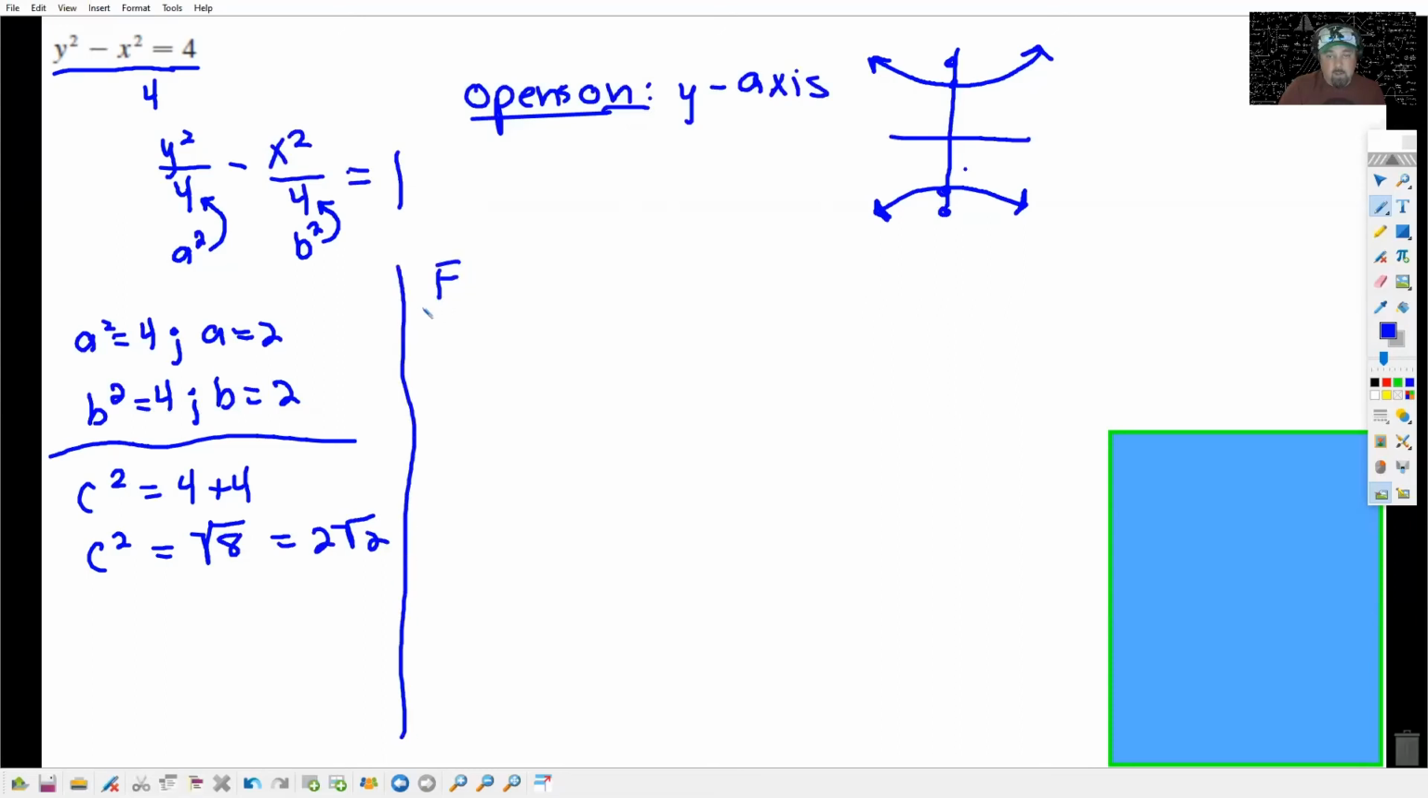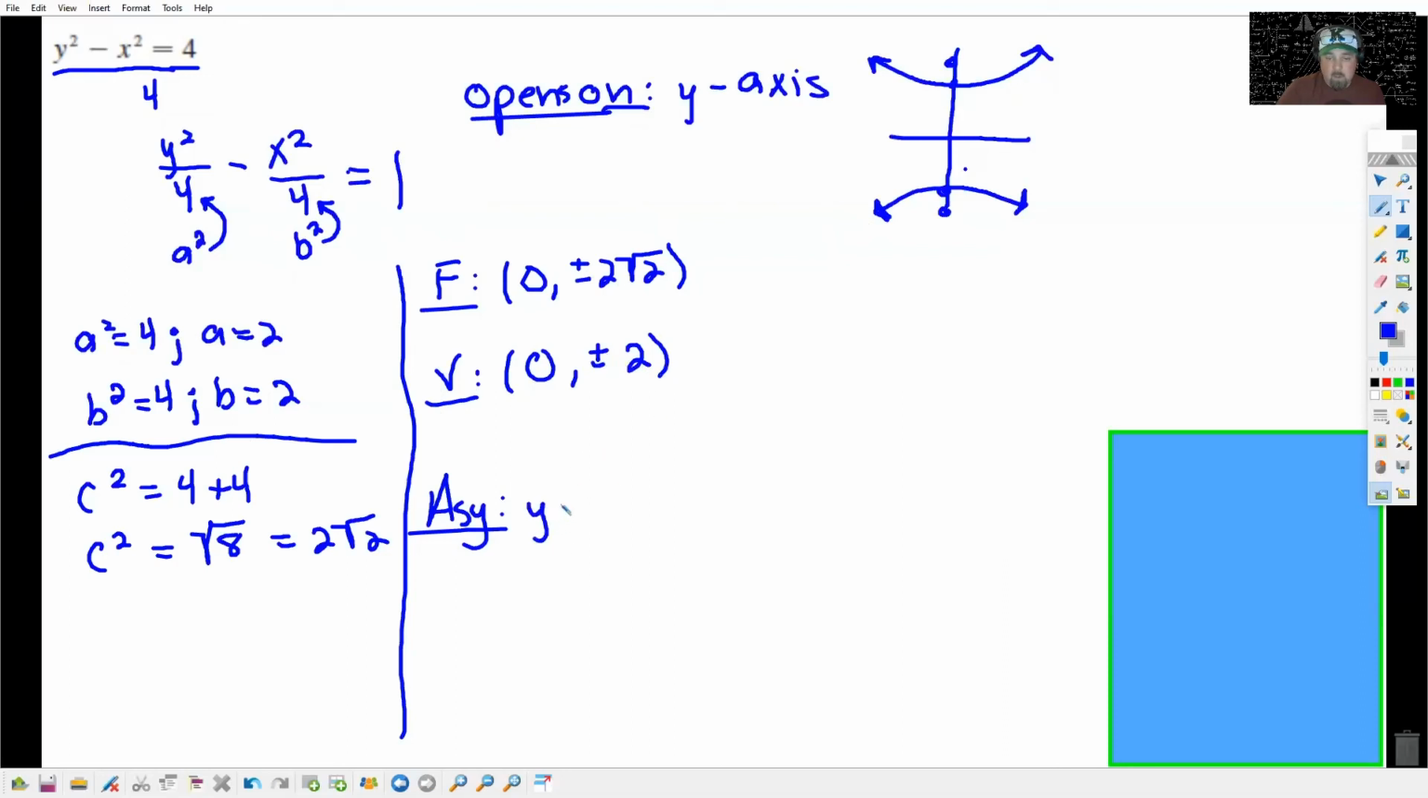So focus, vertices, and this one has asymptotes. So we know that these numbers are going to be y values because we're on the y-axis for this. So this is going to be 0, and focus is determined by the c. So it's going to be plus or minus 2 square root of 2. Vertices are determined by the a, and we know they're going to be y values because it opens on the y, plus or minus 2. And the asymptotes, y equals plus or minus whatever that fraction is times x. And we just need to fill in our fraction here.